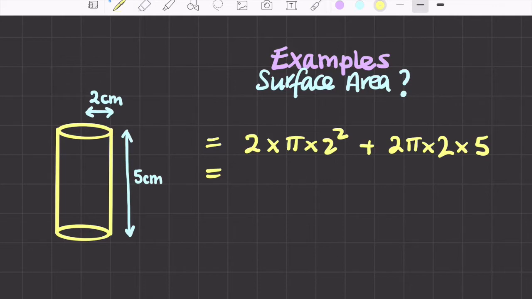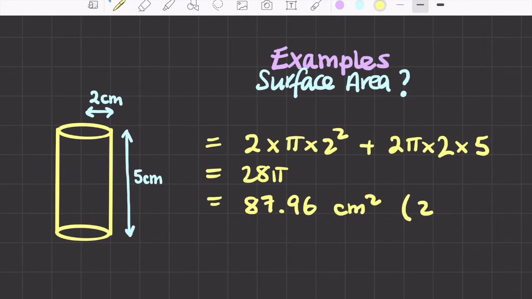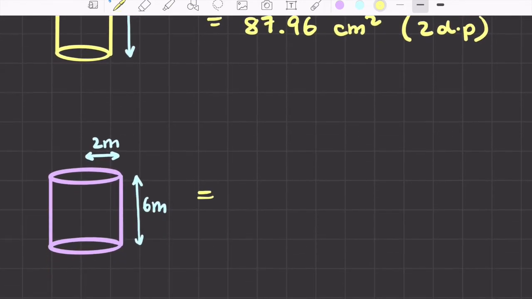Okay, I've got my calculator. So I'm going to type it in, 2 times pi times 2 squared plus 2 times pi times 2 times 5. That gives me 28 pi. And that is 87.96 centimeters squared, because it's an area. And that's if I round it to 2 decimal places.